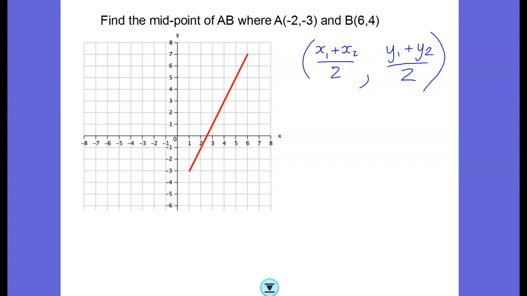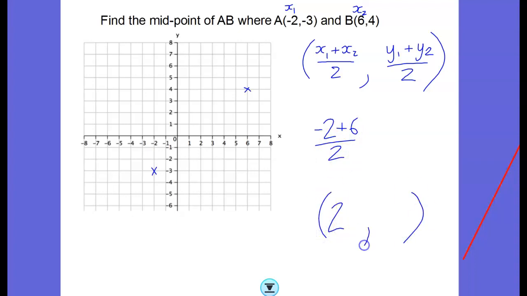So in this example, we've got (-2, -3), and we've got (6, 4). So we want to go halfway between those 2 points. Well, let's use the formula. So the x coordinates, x1 is -2, and x2 is 6. So we're going -2 plus 6, and then dividing it by 2. Well, -2 plus 6 is 4. 4 divided by 2 is 2. So that's my x coordinate figured out.